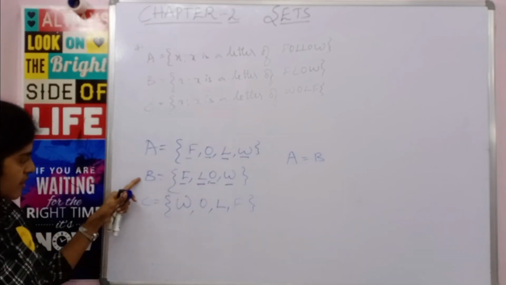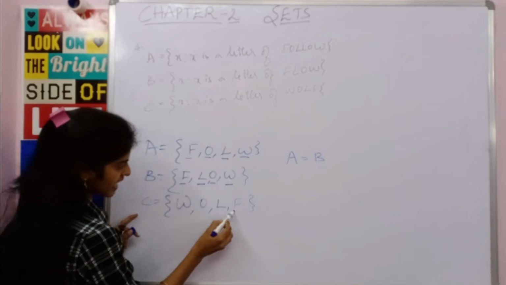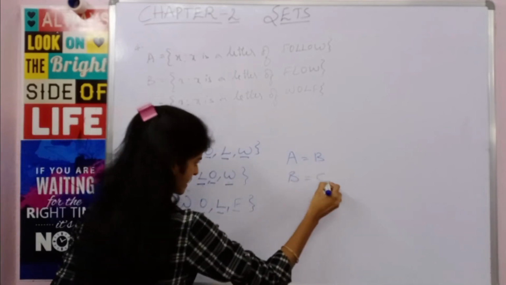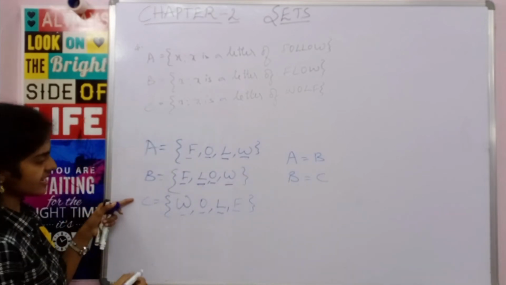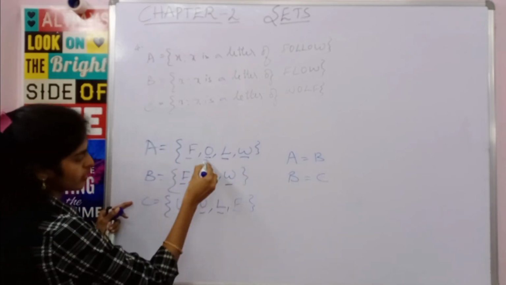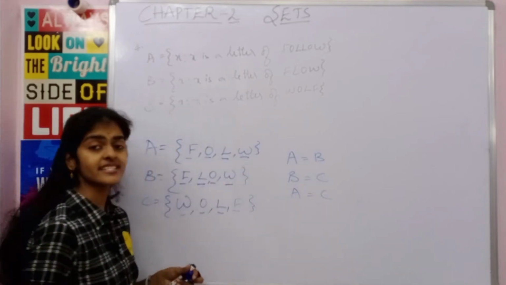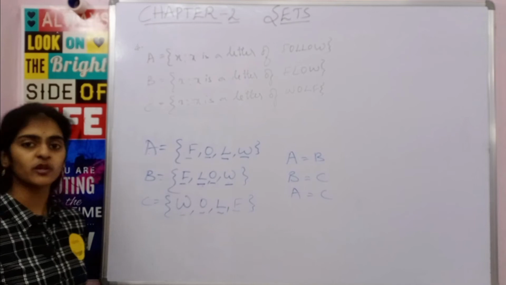Now let us compare B and C. You have F, L, O and W. So you can say B equal to C. Now let us compare A and C. In A and C also you have F, O, L and W. So you can say A equal to C. So you can say all the sets A, B, C are equal to each other.